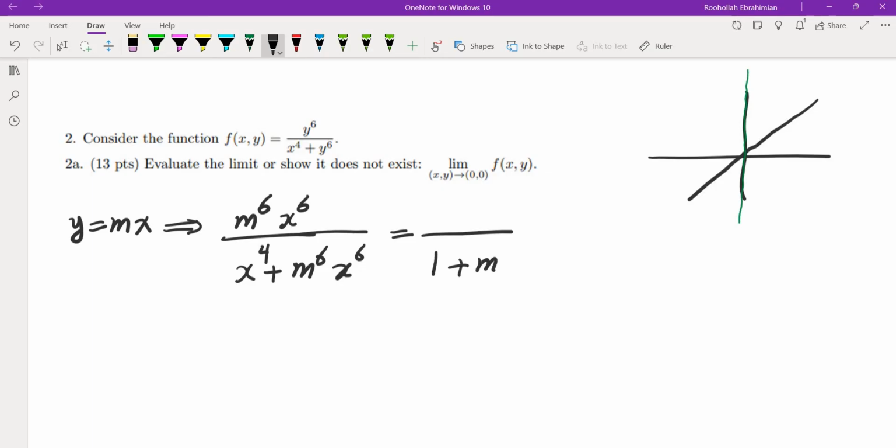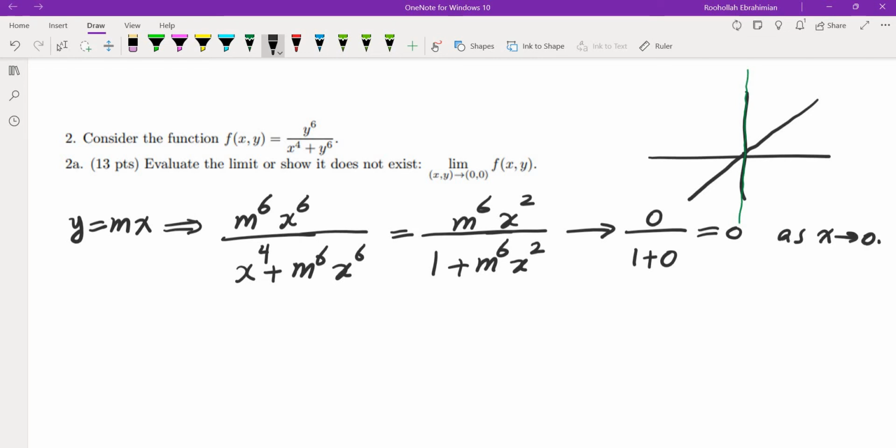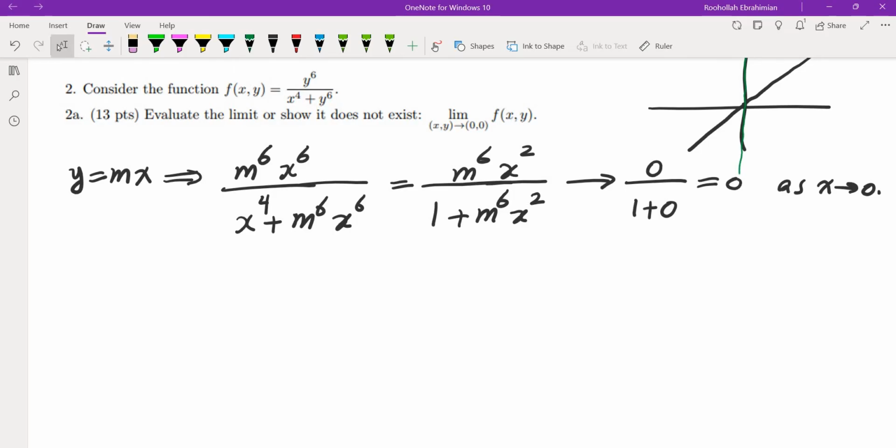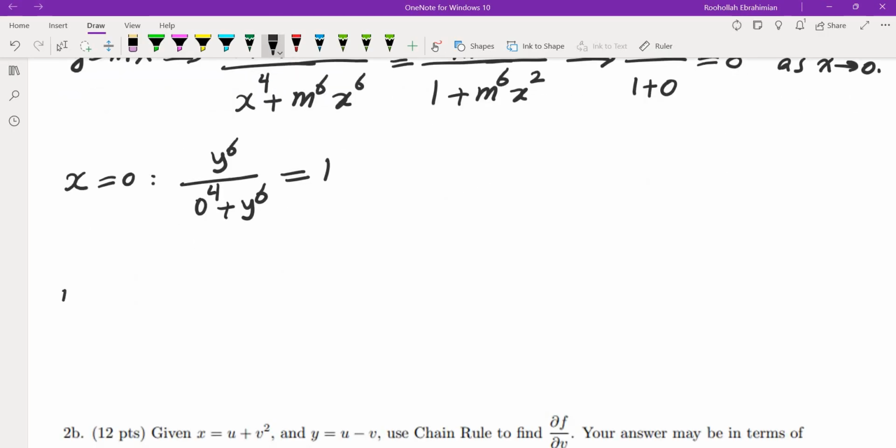We get 1 plus m to the 6 x squared over m to the 6 x squared. So this would approach 0 over 1 plus 0, which is 0, as x approaches 0. So it looks like the limit is 0, but we haven't tried the vertical line x equals 0, so we'll try x equals 0. We will get y to the 6 over 0 to the fourth plus y to the 6, so that would give us 1. Since 0 and 1 are different, the limit does not exist.